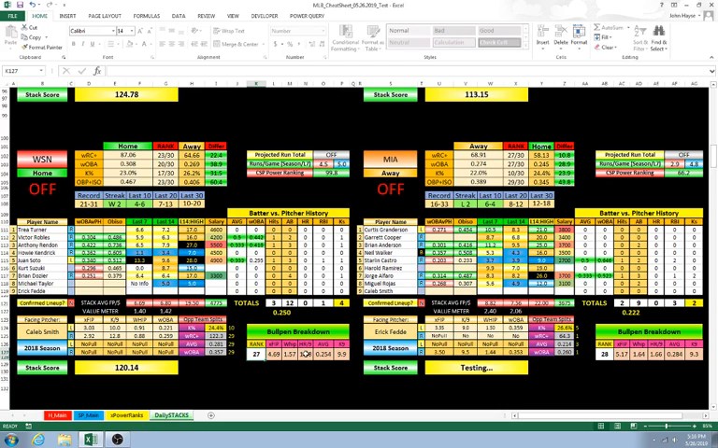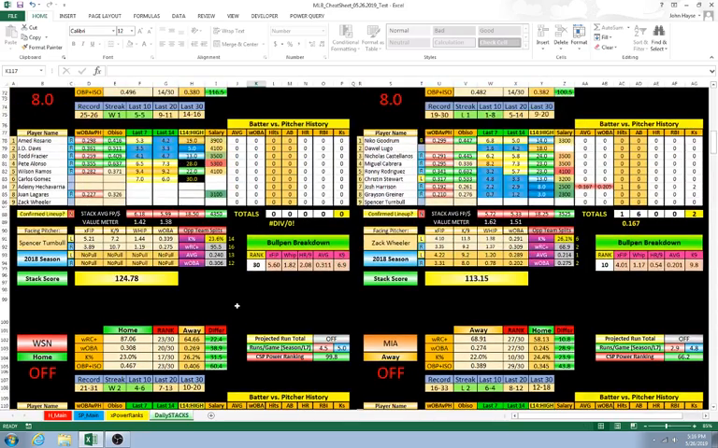Bet the over, bet the team over. You can look and see who's hot, who's cold. No one here really jumps off. Like Kendrick, 1.1 points per game last 7, 3.4 and a ceiling of 7. No, probably not going to use him. But just something else to look at.